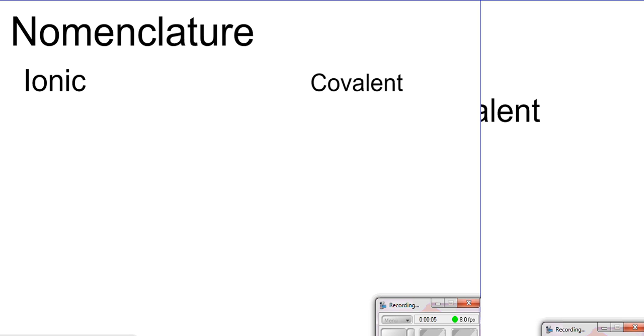All right, nomenclature is really just a fancy way of saying naming. So when you're naming chemicals, there's a system for naming them. Now, naming organic compounds, that is a totally different song and dance. Remember, organic compounds are any compounds in which carbon is the central atom. We're going to cover only naming ionic, covalent, and we will go briefly into naming acids.